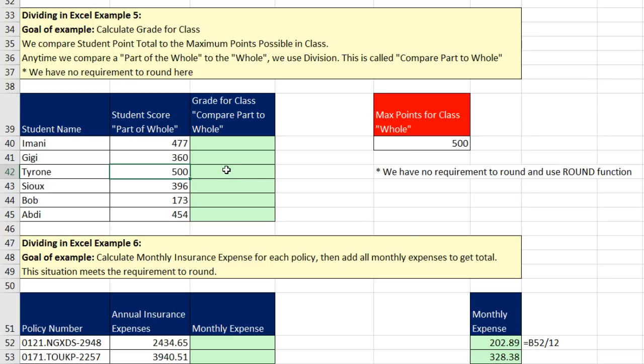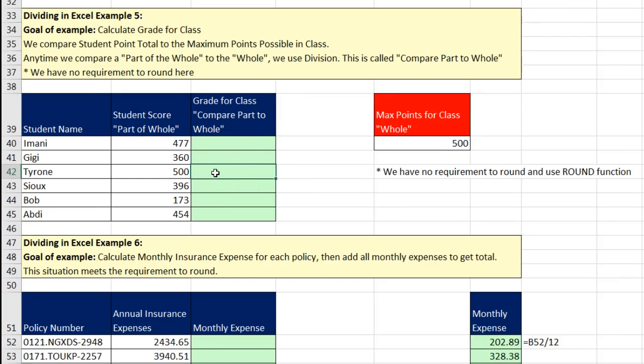Remember, if we take in this cell right here, 500 divided by 500, anytime you have a number divided by itself, it's always 1. Why? Because the question is, how many 500s are in 500? Well, exactly 1. So Tyrone gets a perfect score. But for each one of the other students, we have a part, and we want to compare it to the whole. So the question is, how many 500s are in 477? Well, we know it's not 1. It's got to be less than 1.